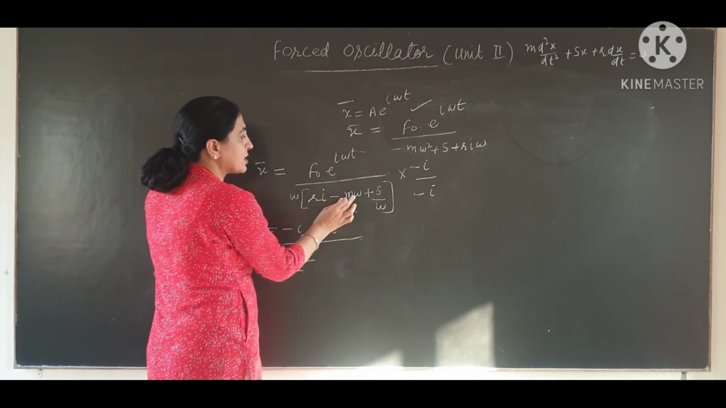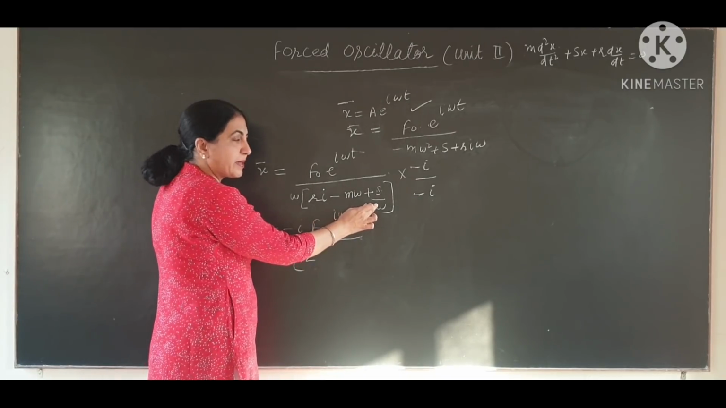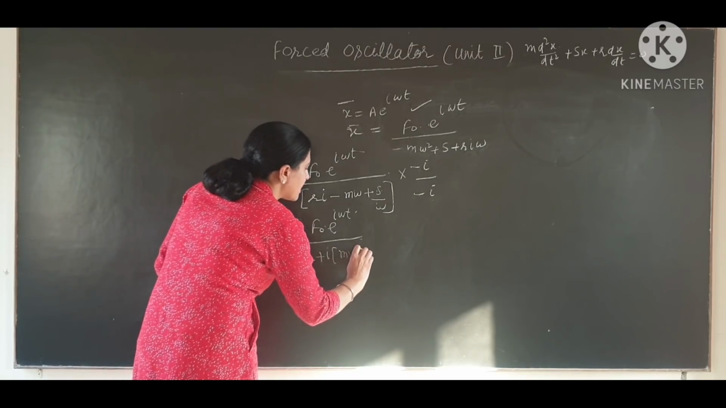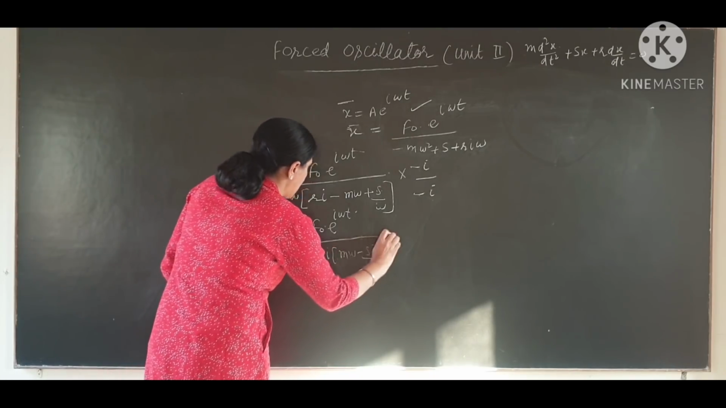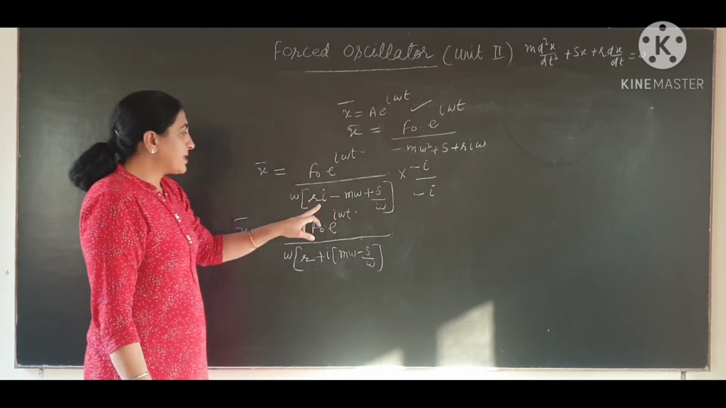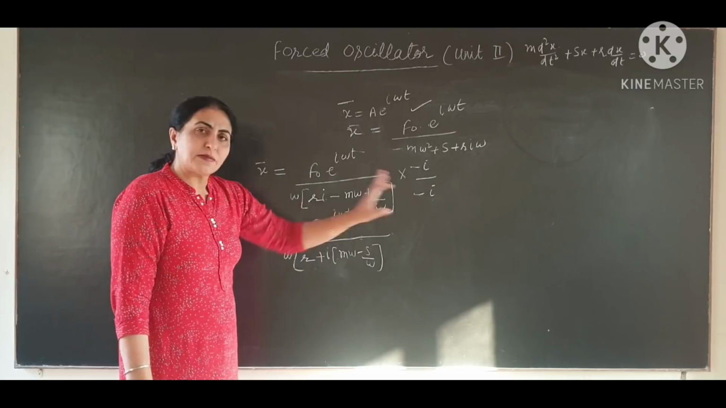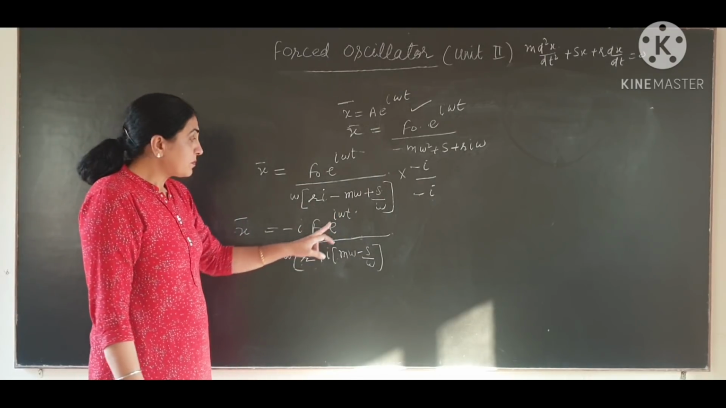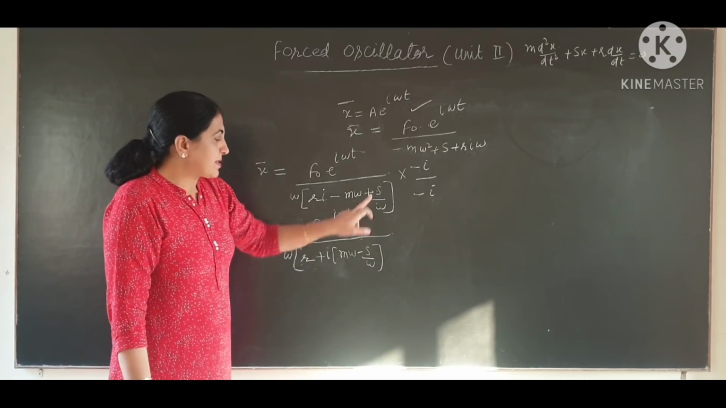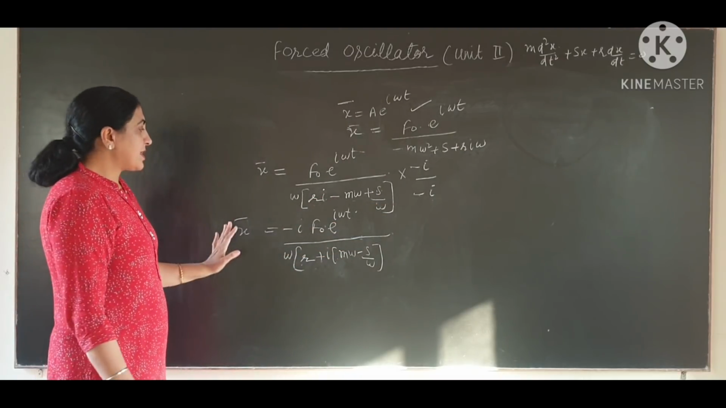Now for the iota part, here there is no iota but the sign is minus, so this becomes positive and this becomes negative. So we have plus iota m omega minus s over omega. Here minus iota multiplied by iota is minus 1, minus minus is plus, so here is only r. This is minus, this is plus, this becomes minus, and iota outside. So this is our x.